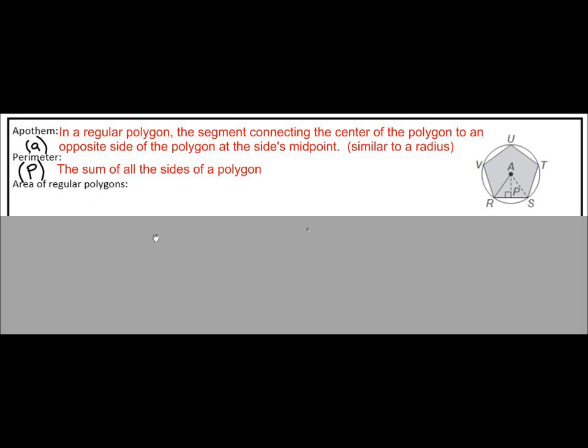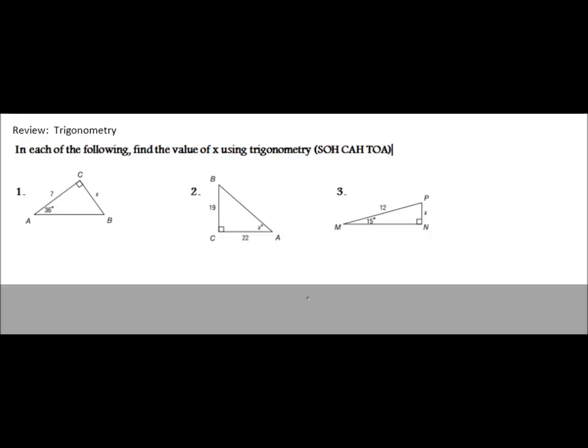Now, the area for any regular polygon, and remember it has to be regular, that means that all the sides and angles will be congruent. To find the area of a regular polygon, we take 1/2 of the apothem, little a, times the perimeter of the polygon, big P. Now formulas seem very easy, and it seems like you're just going to have to plug and chug into the formula to find the area.